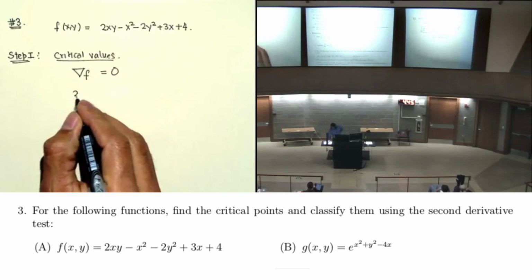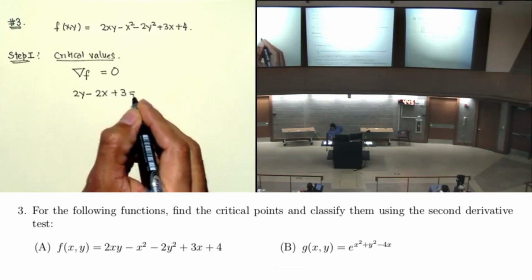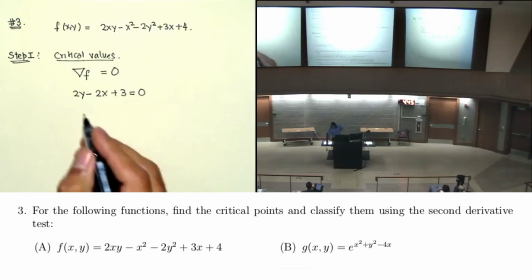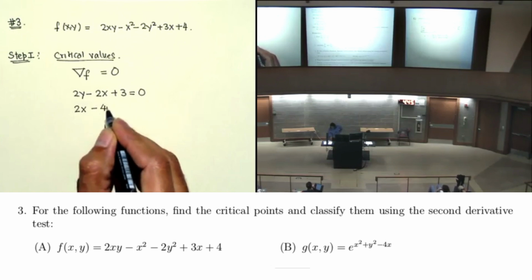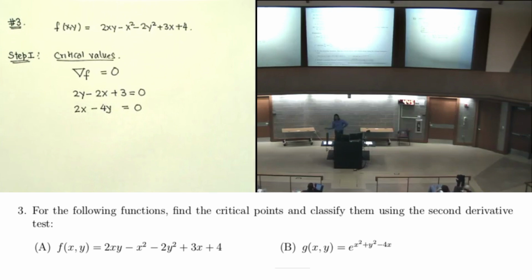So the partial derivative with respect to x is 2y minus 2x plus 3 equals 0. Is that clear? The partial derivative with respect to x, treating y as a constant. And the partial derivative with respect to y is 2x minus 4y equals 0. 3x plus 4, they are constants, they will go to 0. Now the goal is to solve these two equations. There are two unknowns and two equations. They are solvable, and we want to find that solution.